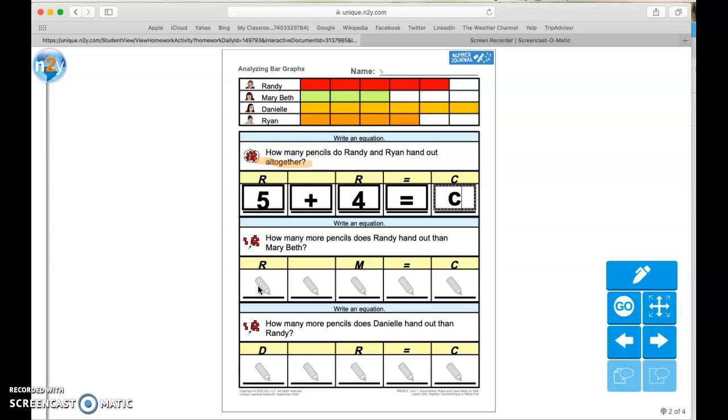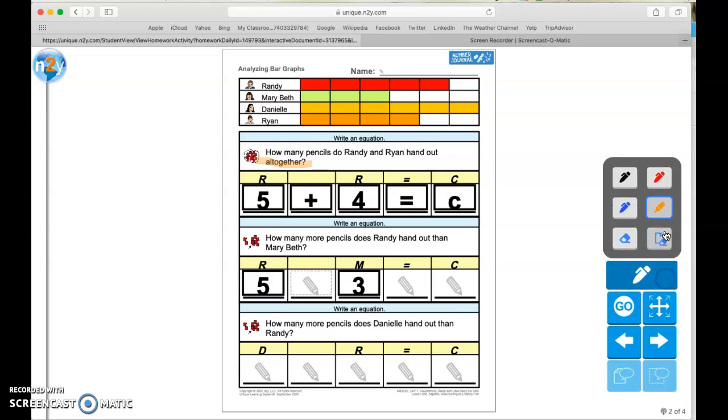How many more pencils does Randy hand out than Mary Beth? We'll start with Randy. Randy has 5. Mary Beth has 3. Really struggling today. And then right here we have to figure it out. Is it adding or subtracting? This time it says how many more.